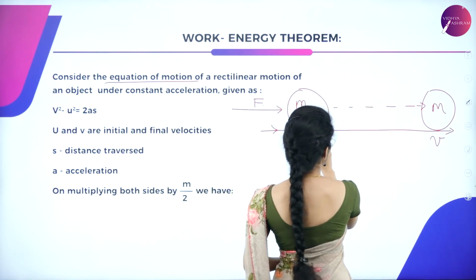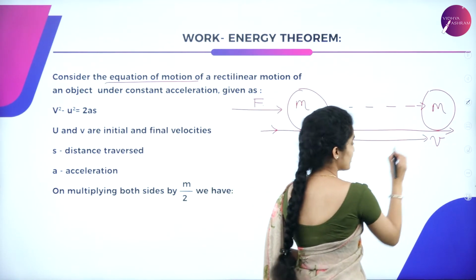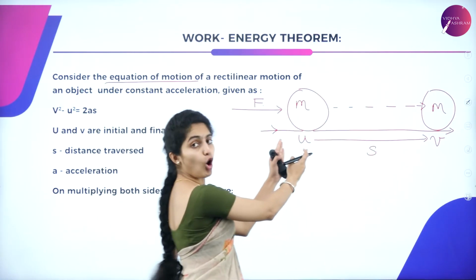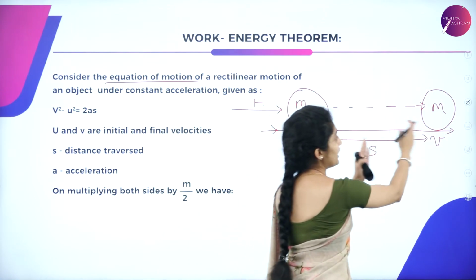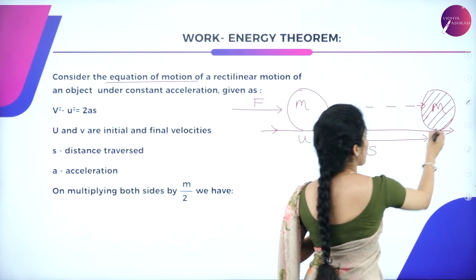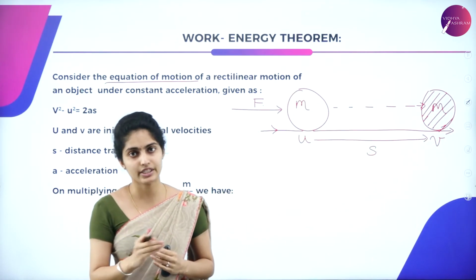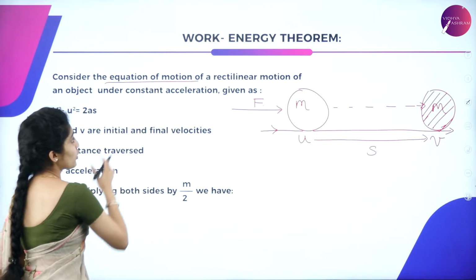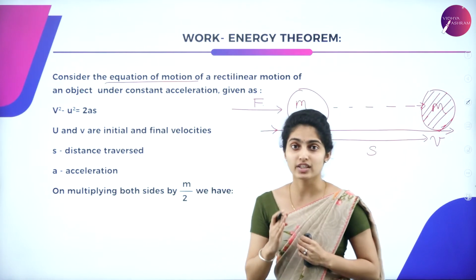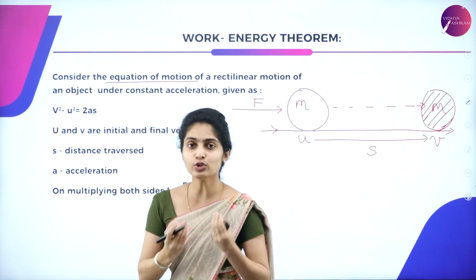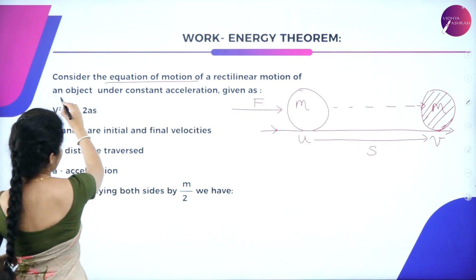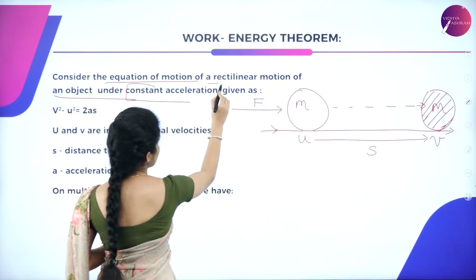Now what is the displacement it is taking? The displacement is given as S. So the same object is moving from one place to the other place. This is the actual position of the body after a certain time interval. So consider the equations of motion. You have studied the 3 equations of motion in the straight line chapter, so you have to recall those equations of motion of a rectilinear motion of an object under constant acceleration.